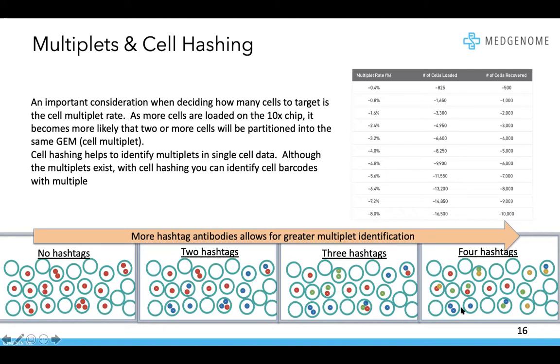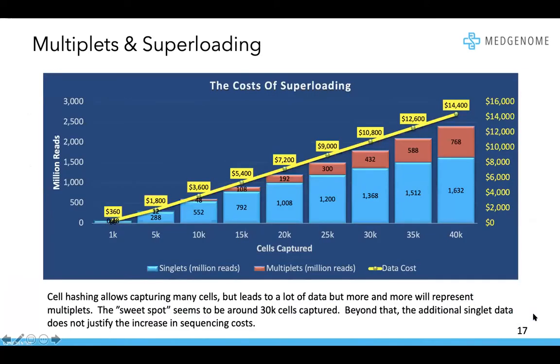Again, the ones that end up having two cells with the same antibody barcode in the same emulsion, there's not much you can do about that, but this is a great way to clean out your data from all the other multiplets.